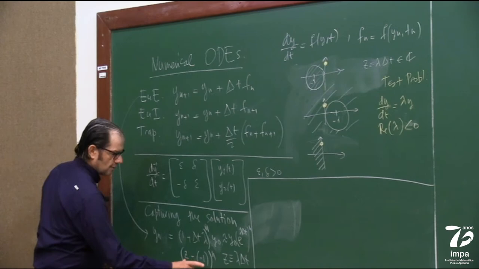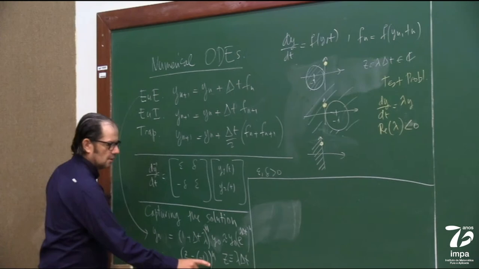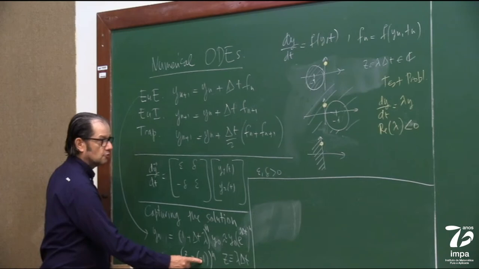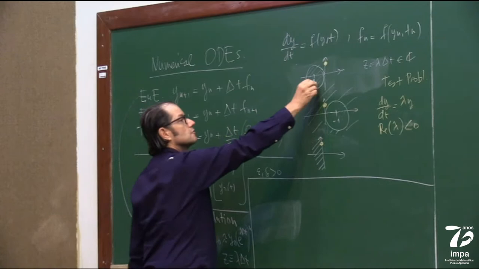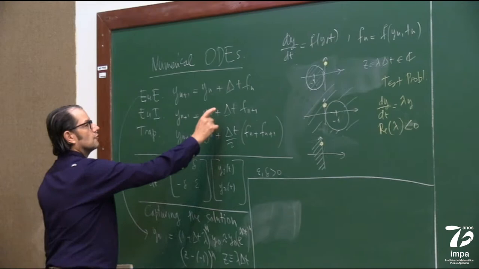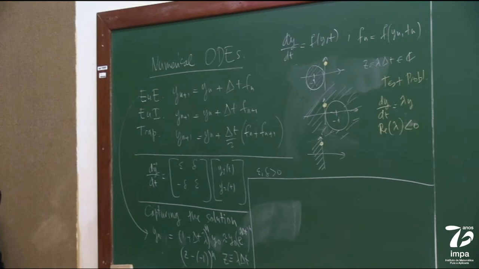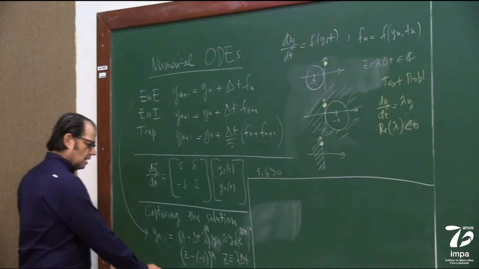So the absolute value of this guy here, I want it to be smaller than 1 if the real part is negative, so it decays. So if I make this guy here in the complex plane smaller than 1, this is a disk centered at minus 1, smaller than 1. It's in this region. That's the region of absolute stability. You do similar things. For this method, you get it, actually for this one, it's outside. And for this one, it's the left half plane.